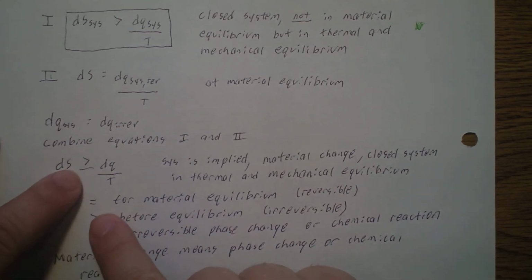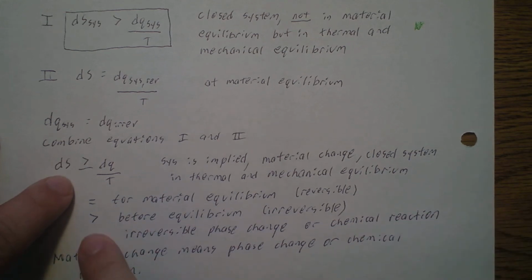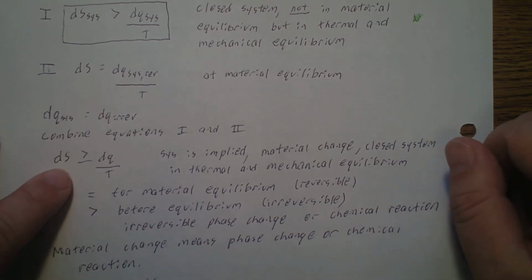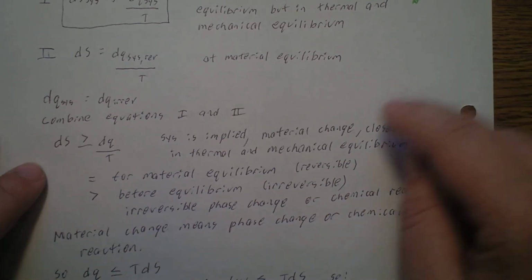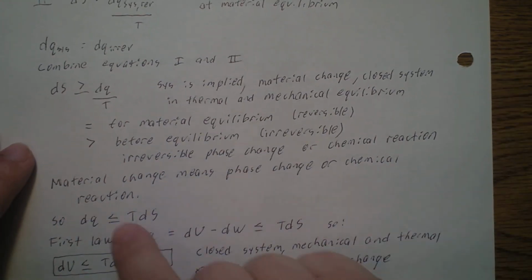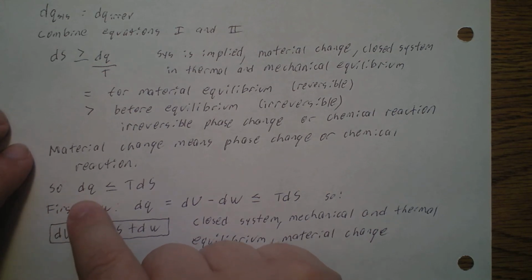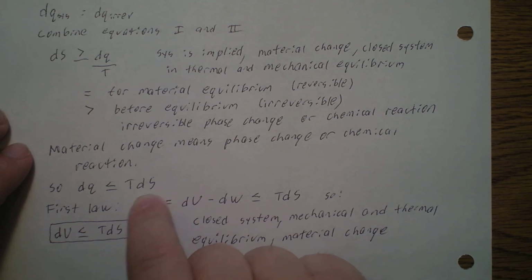So remember, the equal sign is when it's material equilibrium, which means it's reversible. The greater sign is before we reach equilibrium, which means it's doing an irreversible process. It could be irreversible phase change or chemical reaction or whatever, because we're talking about a material change. Material change means phase change or chemical reaction. So that means that the differential of Q is less than or equal to T dS.